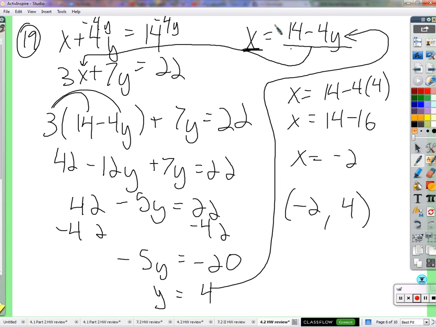Did we check our answers? How did we check? You plug the answer into the solution. So you plug that solution into here, and here, and make sure that both equations are true.